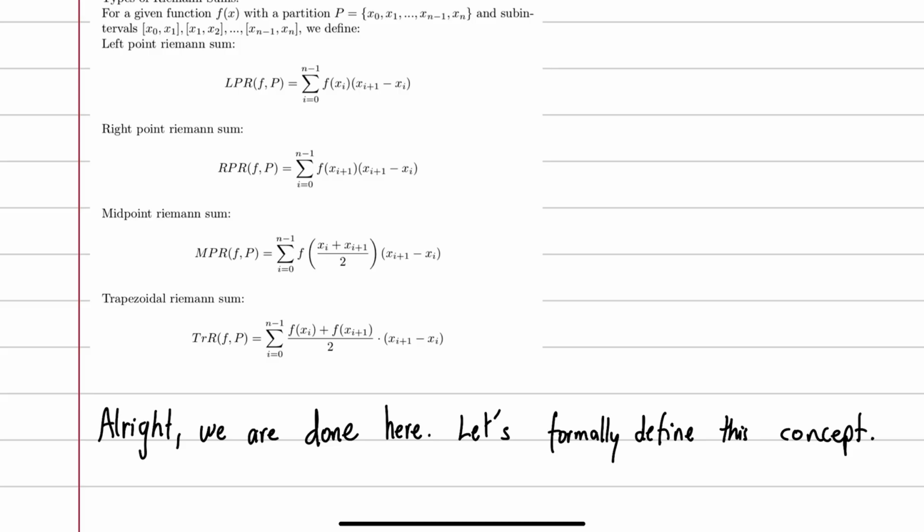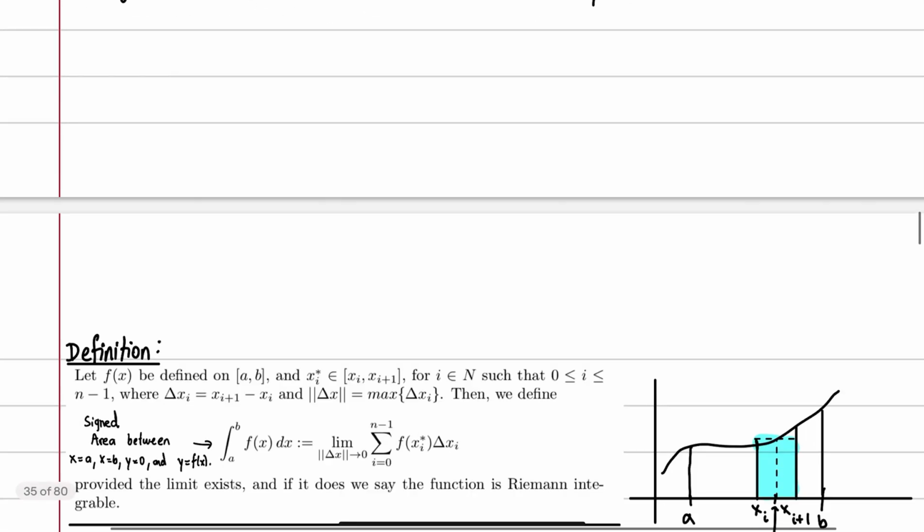So that's the more general formula, but you need to know, okay, left point, I take the left endpoints, right point, I take the right endpoints, the outputs, right? Midpoint, I take the output of the middle, and trapezoidal is I average the outputs. So what are we talking about, right?